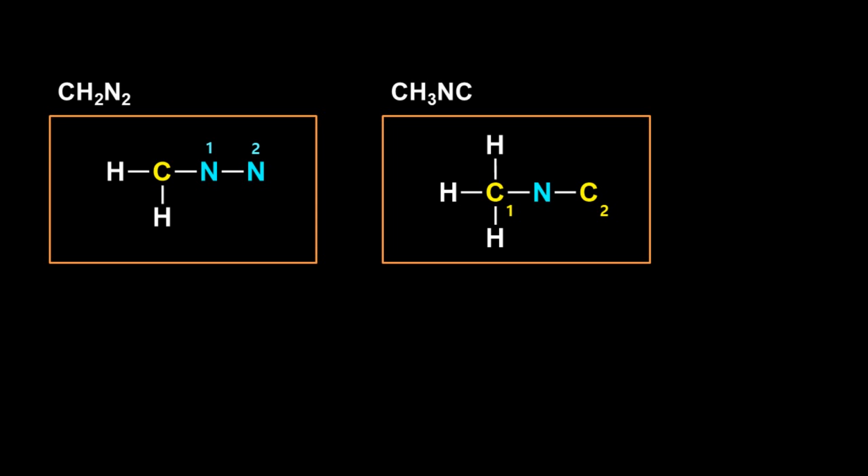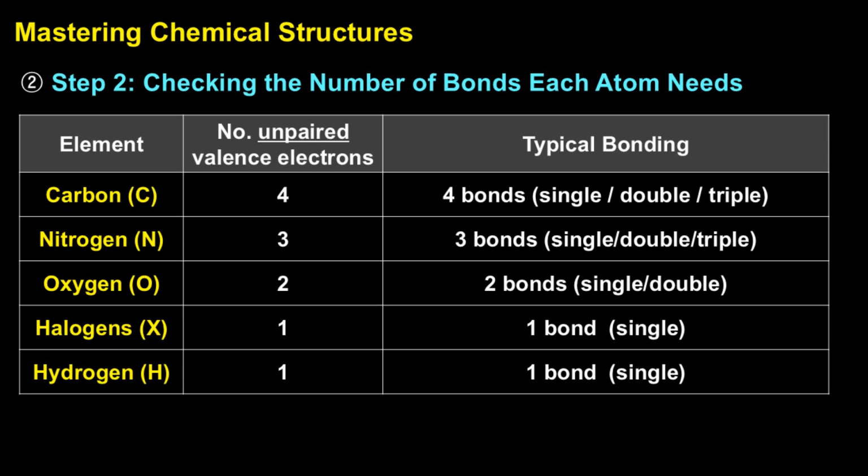Next, we bond a nitrogen atom to that central carbon. And finally, we connect another carbon atom, which we'll call C2, to the nitrogen. So our initial structure looks like this: CH3NC. Now, let's check if each atom has the right number of bonds, based on its valence electrons.